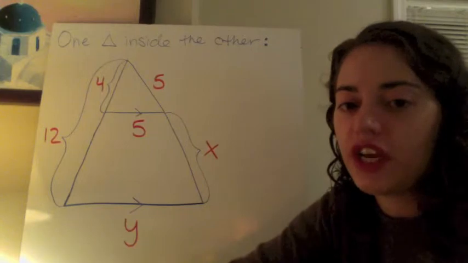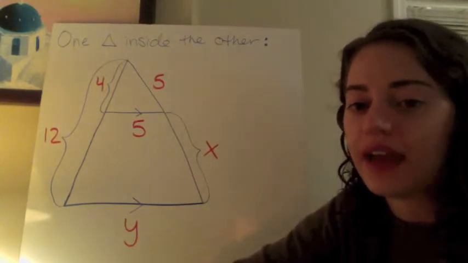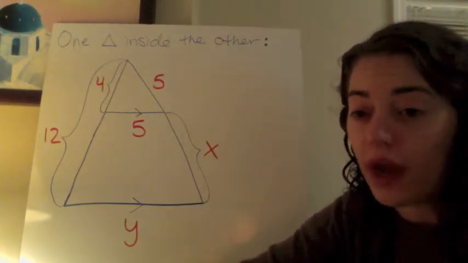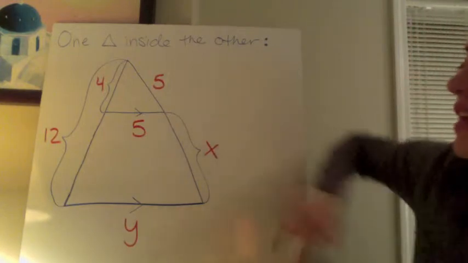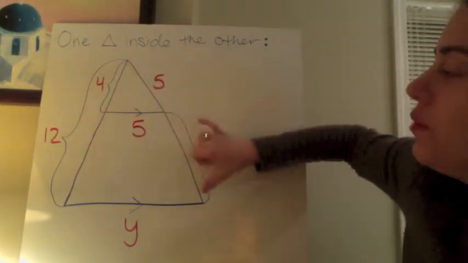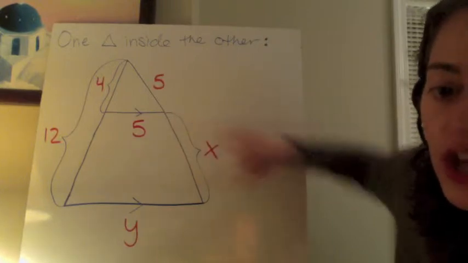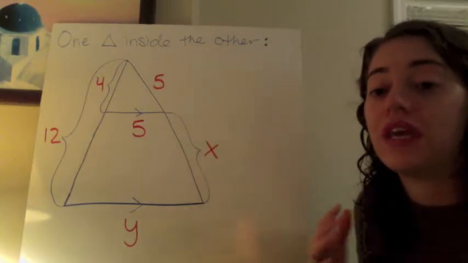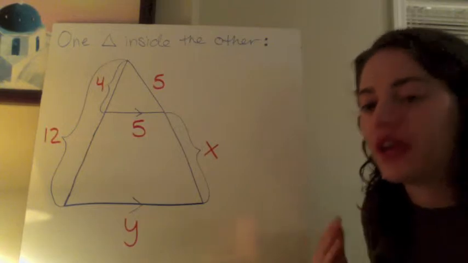It's a little trickier when you have one triangle inside of the other. And here's why. Because you might be given the entire length of the side of the big triangle, or you might just be given this part. So it's really important that you keep clear in your head what you're given and what you're doing.